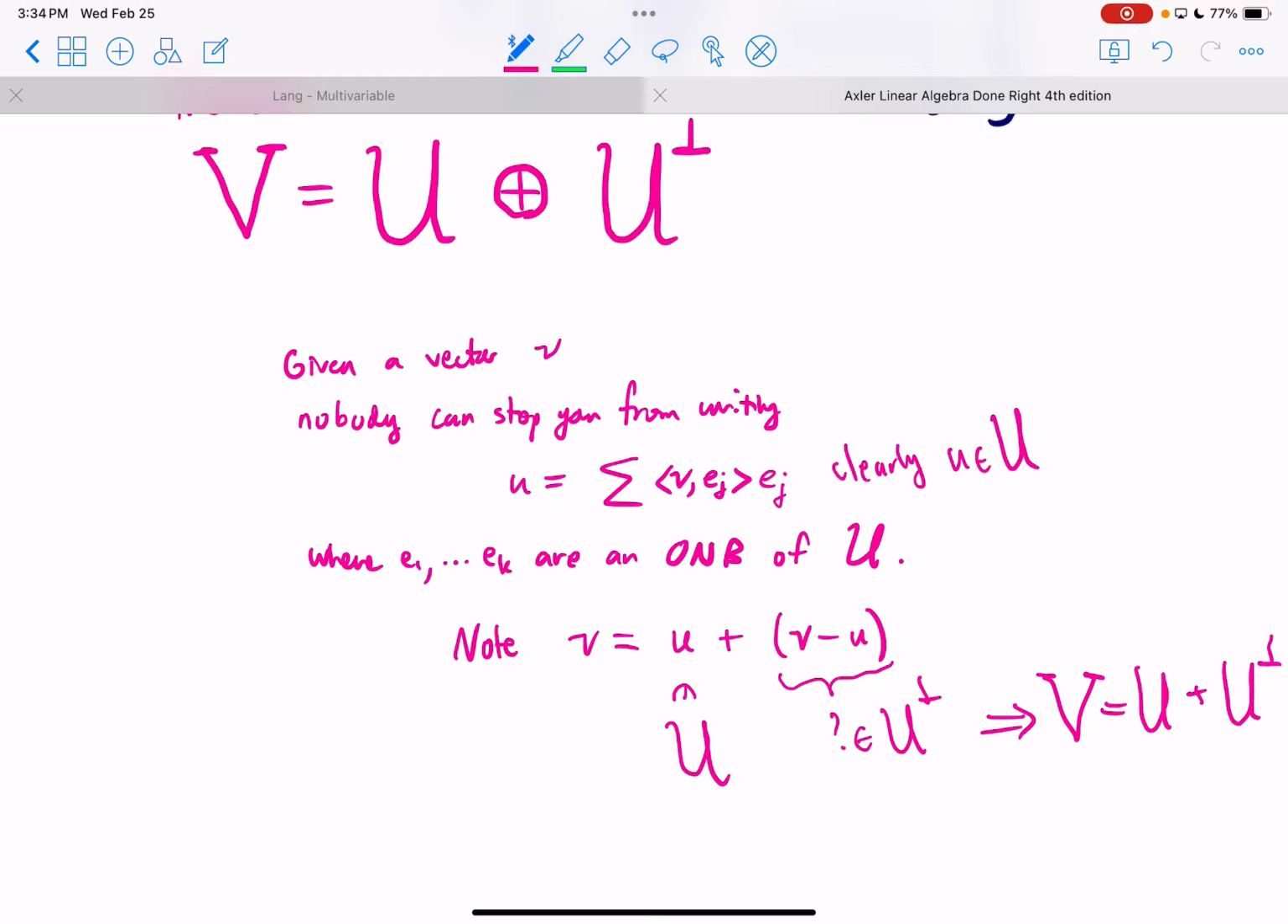And then, do you remember that U and U perp intersect in 0? Because if you have a vector in U and it's orthogonal to everything in U, that means it's in U perp. It has to be a 0 vector by the properties of inner product. So U and U perp cannot overlap. They can only overlap in the 0 vector, because if there was something in the intersection of U and U perp, it would be in U, and it'd be orthogonal to everything in U. In particular, it's orthogonal to itself, which means it's a zero vector. So because of that, then we're actually done, and we've got a direct sum. So all I have to do is show this piece, that it's in U perp.